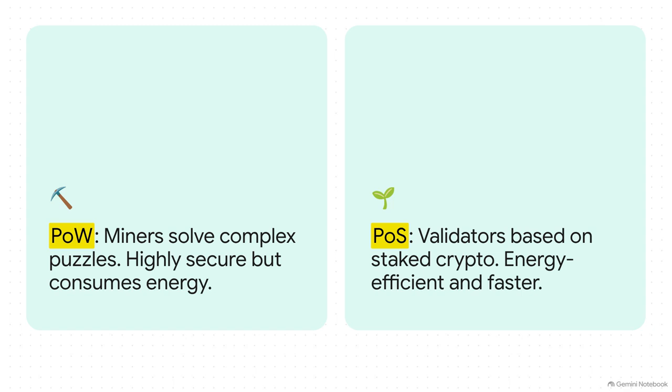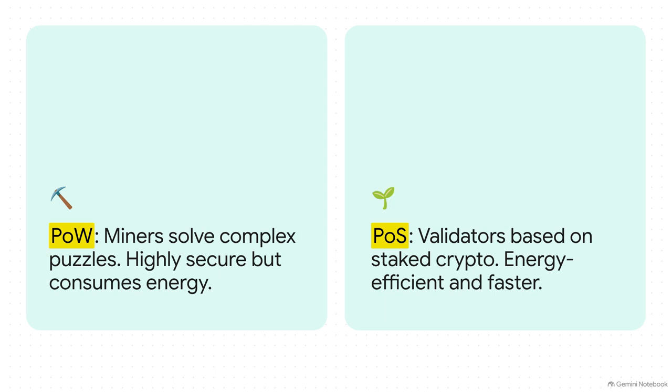proof of stake. In proof of work, which is what Bitcoin uses, miners use massive amounts of computing power to solve incredibly complex mathematical puzzles. The first one to solve the puzzle gets to validate the block. It is highly, highly secure, but it consumes a massive amount of electricity.